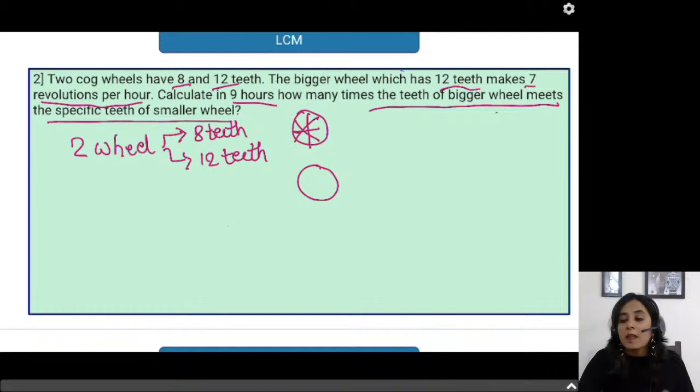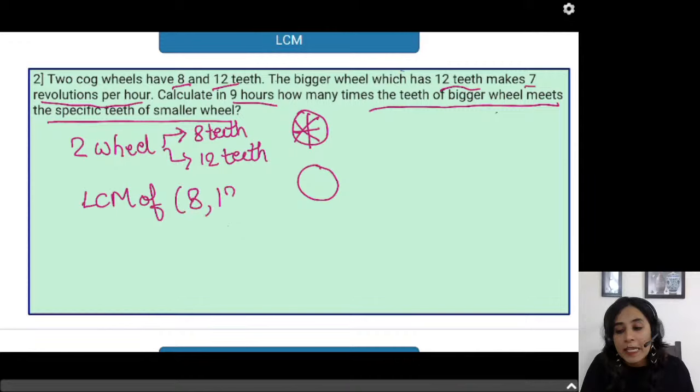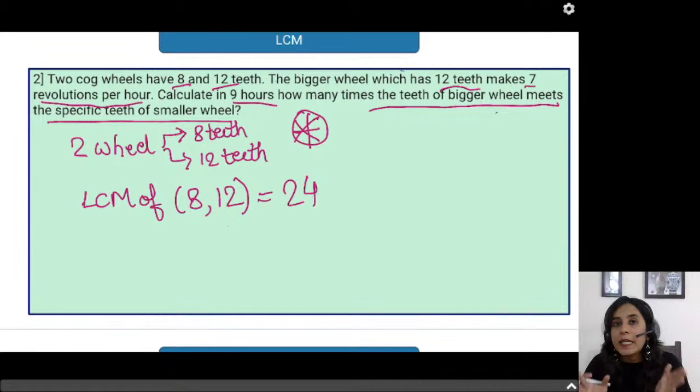Now these two teeth are going to meet. One tooth of one wheel is going to meet a tooth of the second wheel at the LCM of the numbers of teeth. So we have to first find the LCM of 8 and 12, because that is the point of intersection, the point where both of the wheels are going to meet. The LCM of 8 and 12 is 24.